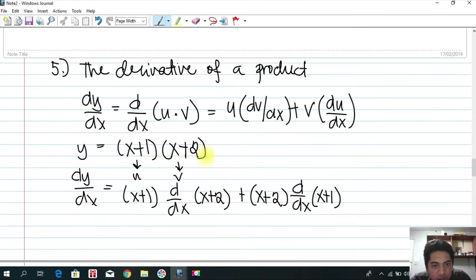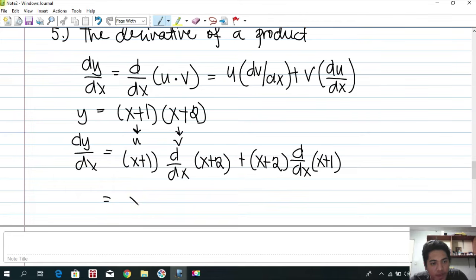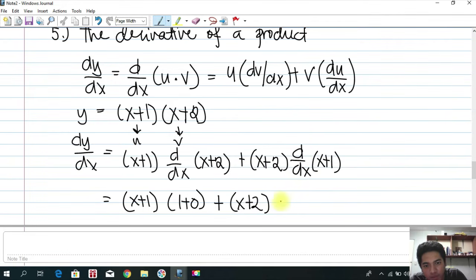Okay, plus copy the second term, and then what we're going to do is multiply it by the derivative of the first. So in this one we have x plus 1, and the derivative of this is actually what? The derivative of x is 1, and the derivative of a constant is actually 0. So plus x plus 2, the derivative of x is actually 1, and the derivative of 1 is actually, oops, I'm sorry, I need to erase this.